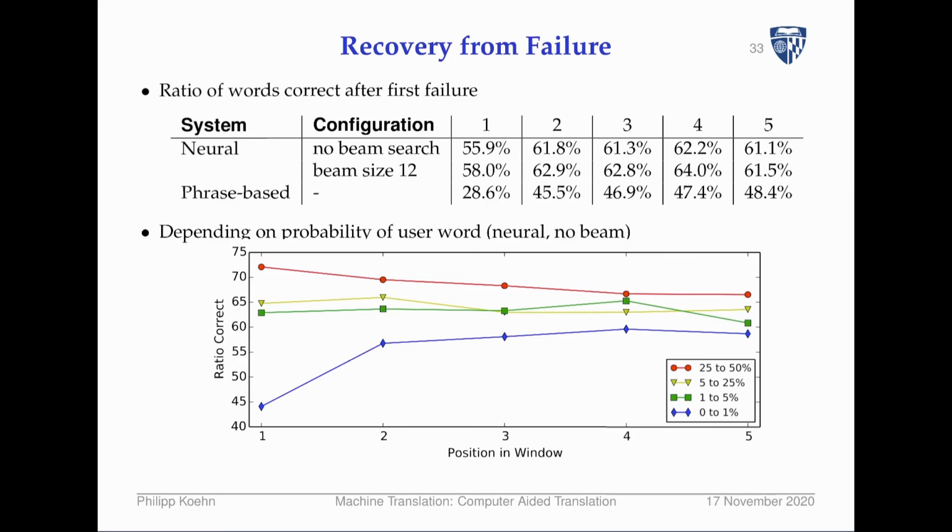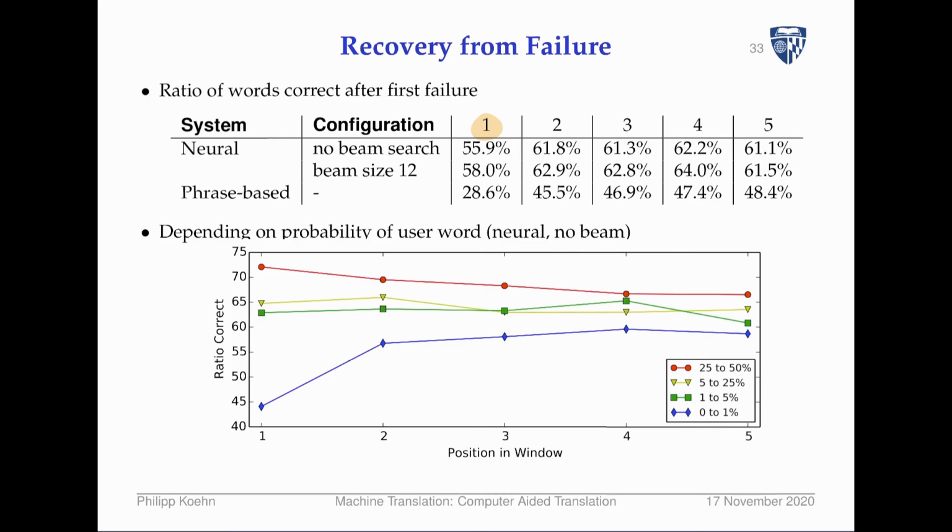Here's an interesting analysis of this. One thing that neural systems were much better at was recovering from failure. So the phrase-based system, where we do this lattice match, often after it proposed a word that was not accepted by the translators, had a harder time coming up with suggestions that were accepted by the translators. So how to read this chart here is we just made a mistake. We predicted a word that the user didn't like. Then we predict the next word that the user liked.